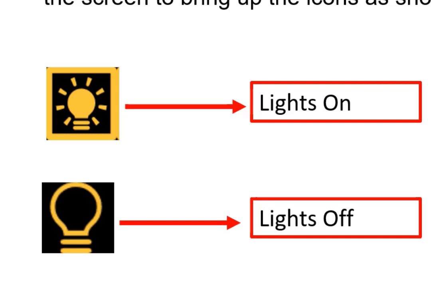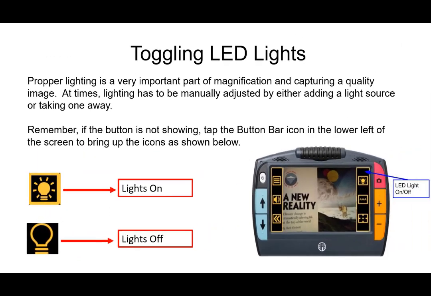These images will let you know what it looks like when the LED light is on and when it is off. Please remember that when the device is in self-view, that LED light will automatically be turned off. You cannot turn that light on in self-view.